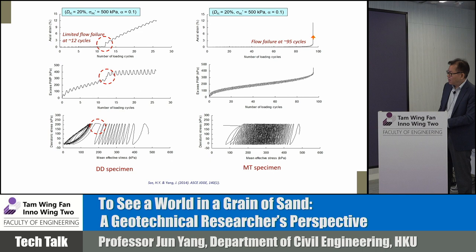It's worth noting that for the DD specimen, the pace of pore water pressure generation is much faster than for the MT specimen. For example, at 10 loading cycles, the generated pore water pressure is around 250 kPa. But for the MT specimen at 10 loading cycles, the generated pore water pressure is just around 100 kPa. Then we have the question: what is the possible mechanism behind this? The two specimens have almost the same density and are subject to almost the same loading conditions, but they have different liquefaction resistance and behavior.